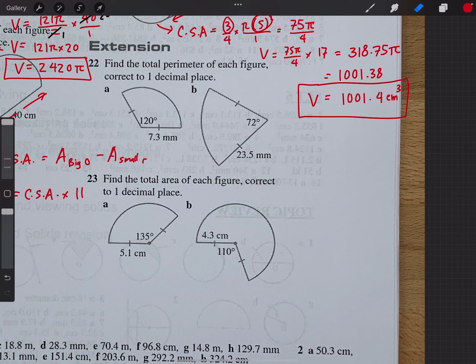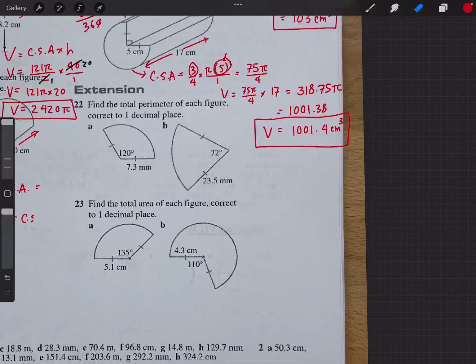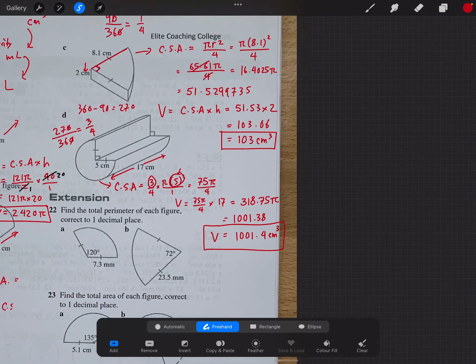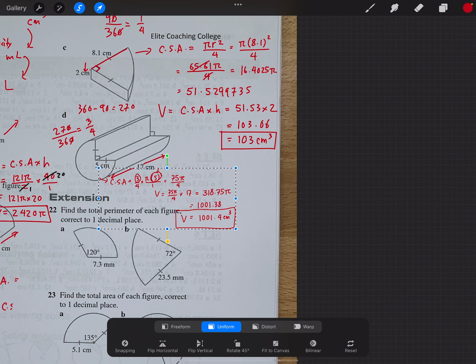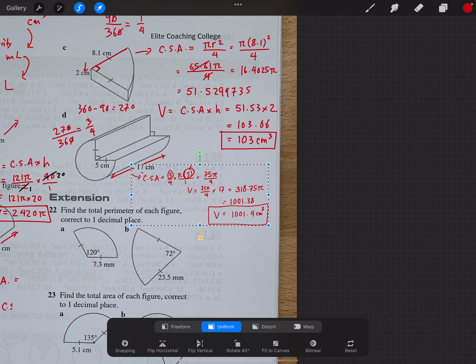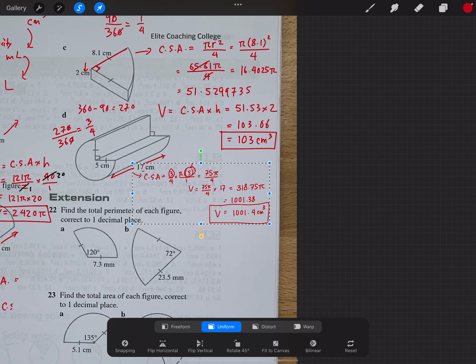Now let me just rub out some of this. I need some space. And let's move all of this up. Oops. Actually, I'll shrink it. There you go.